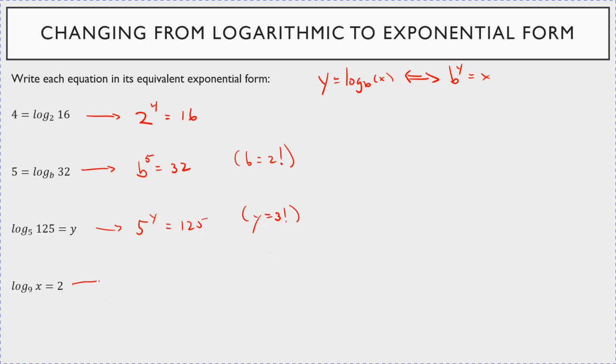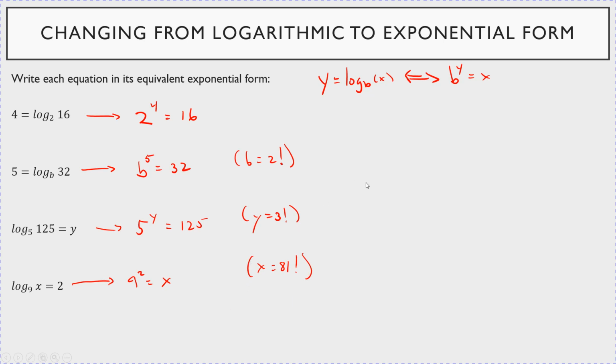And then look, you can just see this one. The base of the log is the base of the exponential, right? So 9 squared, okay, that's my y. It's the exponent. 9 squared is equal to x. And you can see here that x just has to be 81. We can solve for these, right? We can see what they equal just by looking at it.